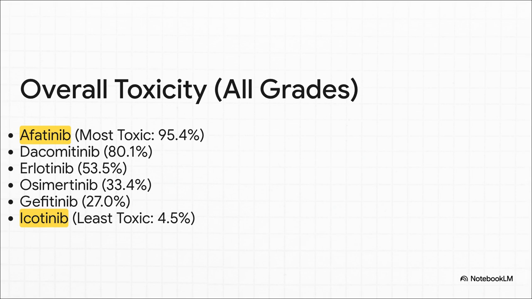So first up, let's take a look at the big picture, the 30,000-foot view from the network meta-analysis. And what it shows is a really clear hierarchy for overall all-grade toxicity. Topping the list, maybe not a huge surprise, is afatinib. It comes out as the most toxic, followed pretty closely by its second-gen cousin dacomitinib. And then way down at the other end of the spectrum, you see the first-gen drugs like gefitinib and icotinib looking a whole lot better from an overall toxicity standpoint.